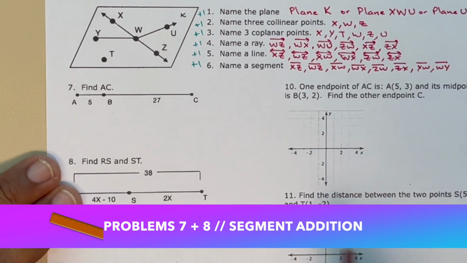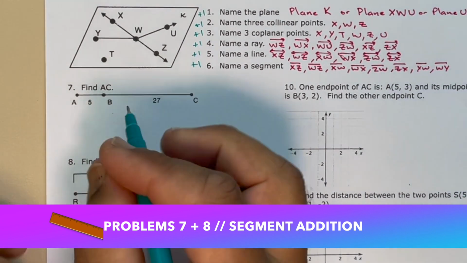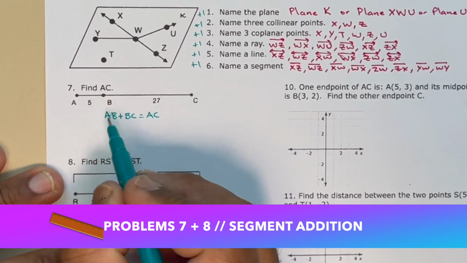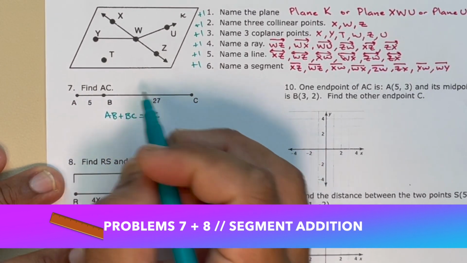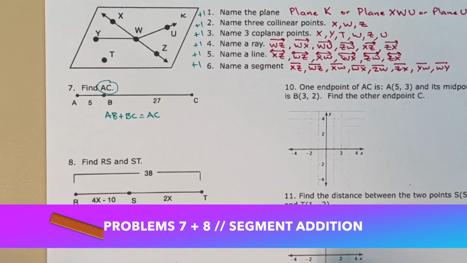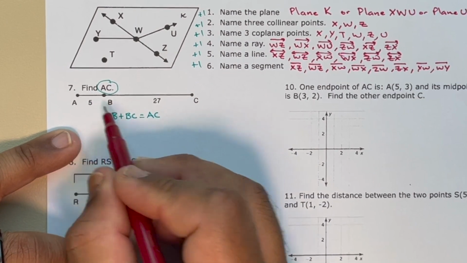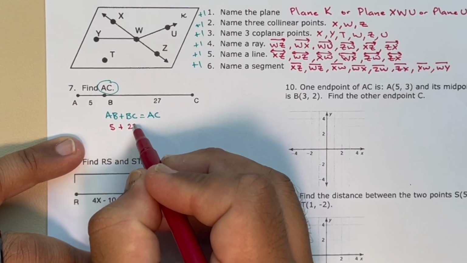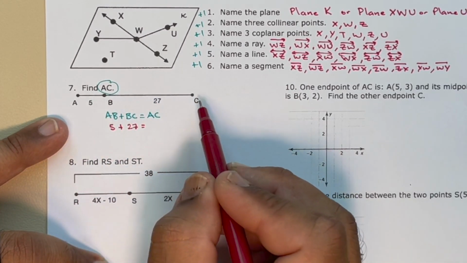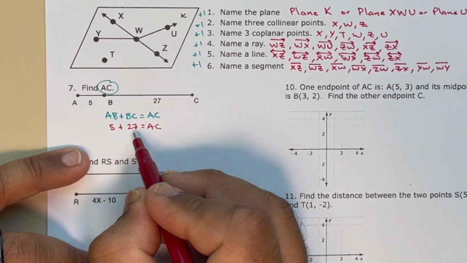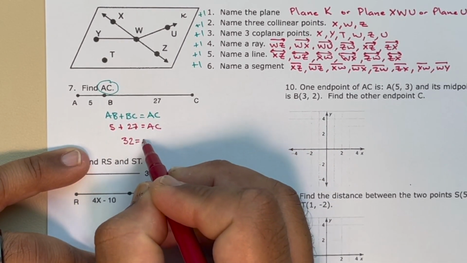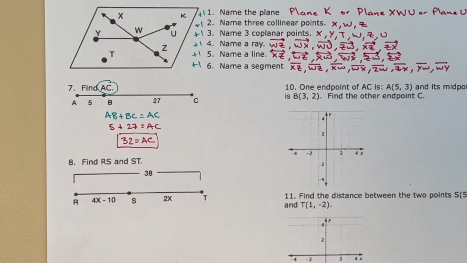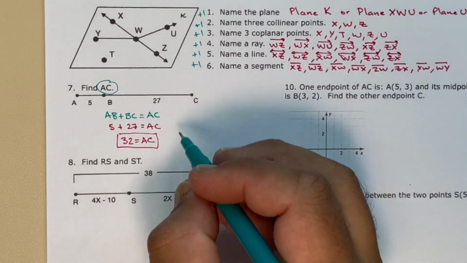All right, next question. Here I've got some segment addition going on. That's AB plus BC equals AC. So this part plus this part equals the whole part, and that's what I'm asking for there, the length of that. So AB is just 5. BC is 27. And that equals the whole thing, AC. So 5 plus 27 is 32. And that gives me the length of AC. And if this were a quiz, I'd give you 2 points for that.